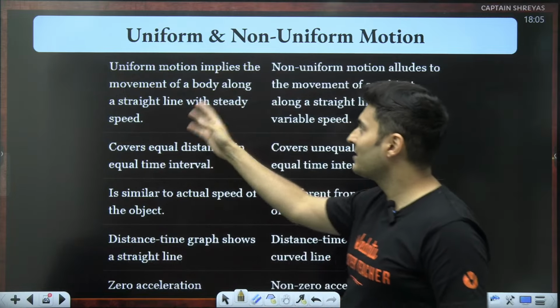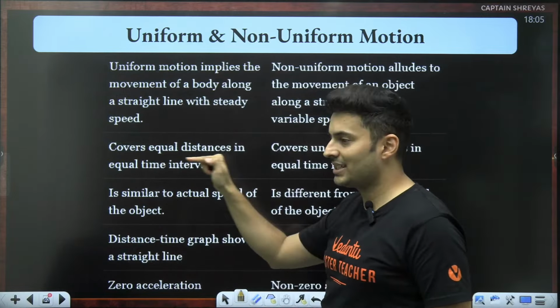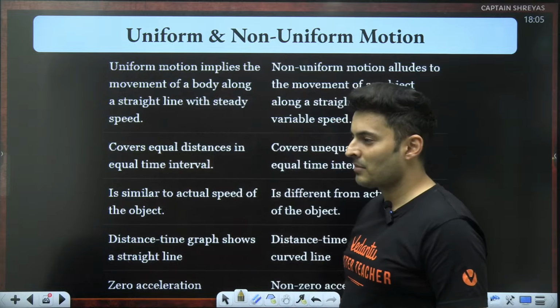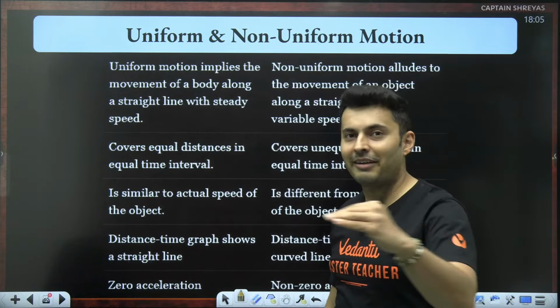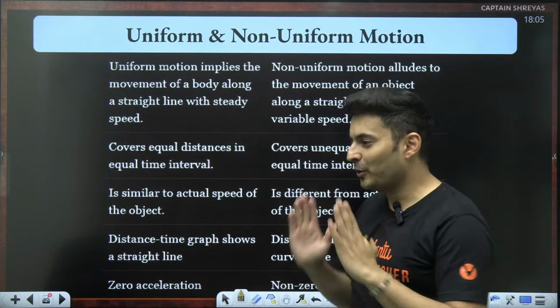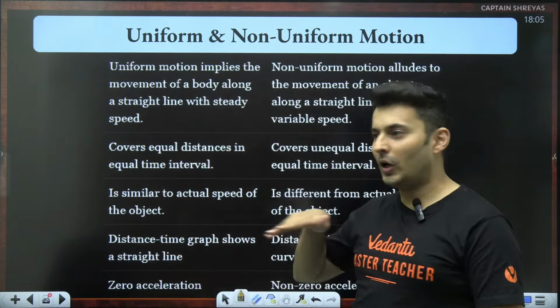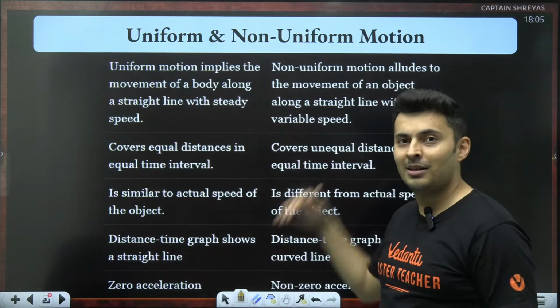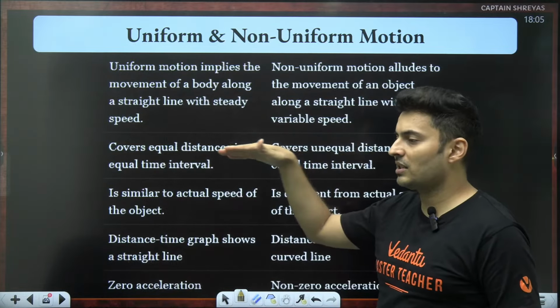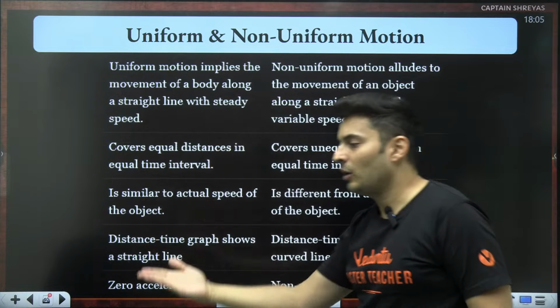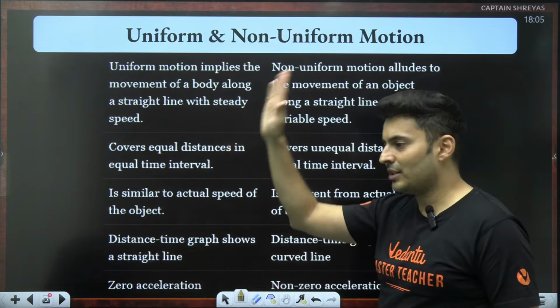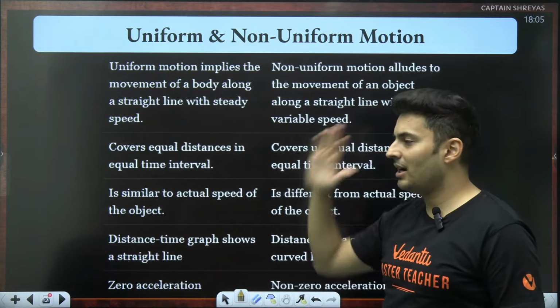Uniform motion means the body is moving in a straight line with steady velocity, like a train or a bullet train, going with a constant speed for a long time. There is no interruption. Or your aeroplane flying in the sky. It is going with constant speed unless it has to land, or some turbulence is there, or it has to take off, right? It will be going in a straight line.